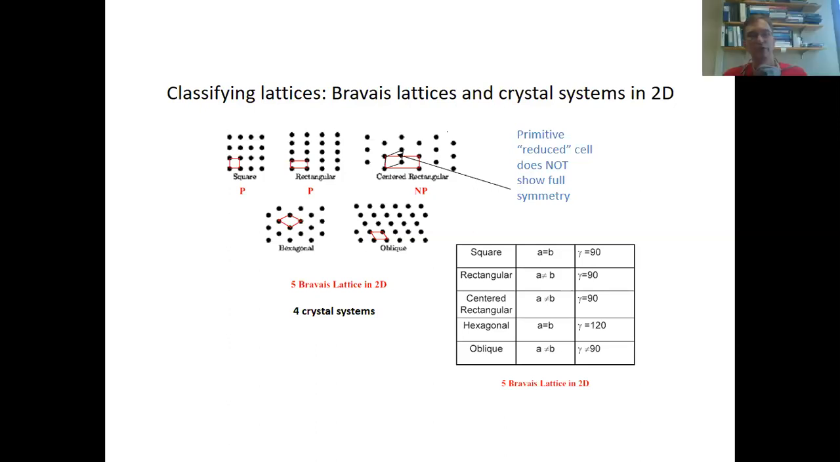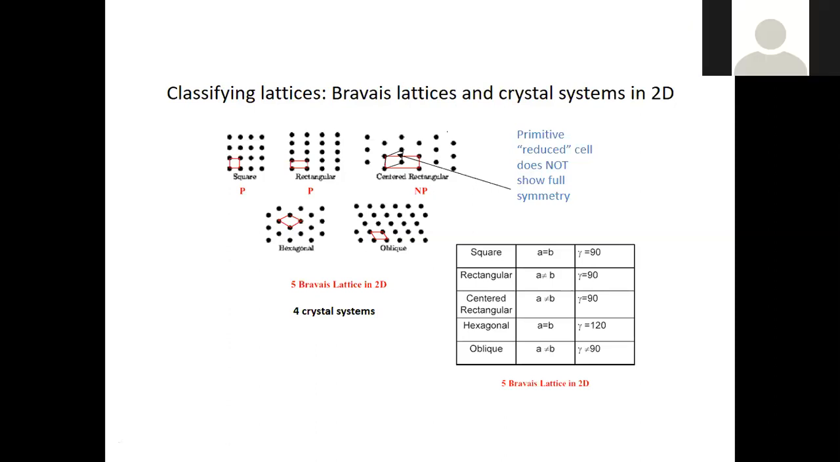Yeah, you're raising a very good point. So you could also define a rectangular unit cell which is centered. So for instance, if you connected these 2 points and these two, yeah, you could also form a rectangle which is centered. Okay, but that unit cell would not reflect the hexagonal symmetry.